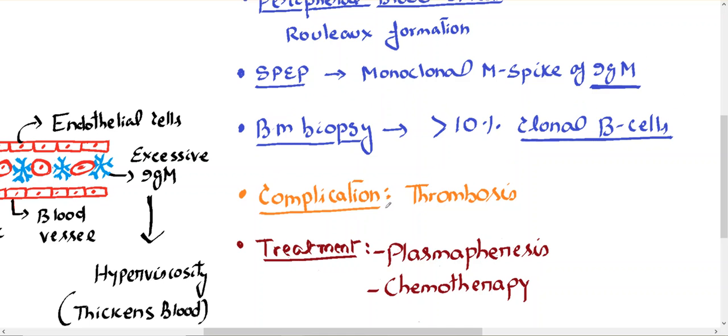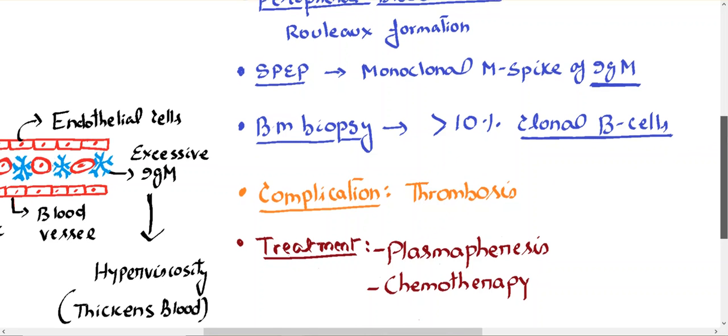And when you do the bone marrow biopsy, which is confirmatory, you will see more than 10% clonal B cells. And because there is more IgM in the circulation and that is thickening the blood, there is a high chance that the patient can have thrombosis.